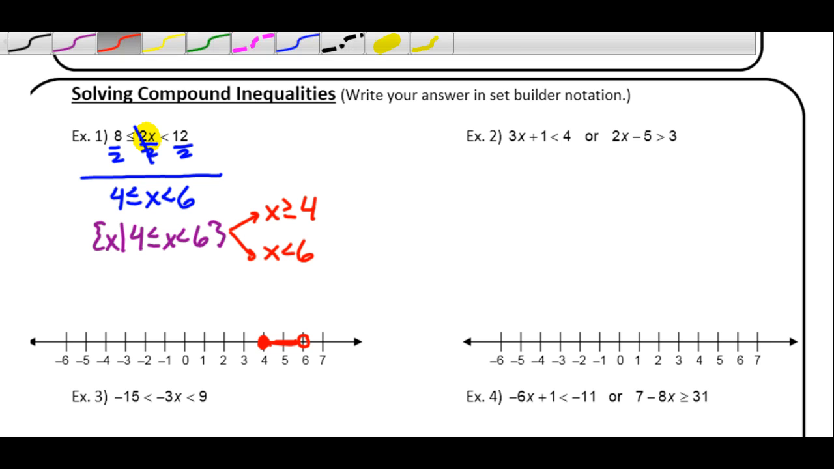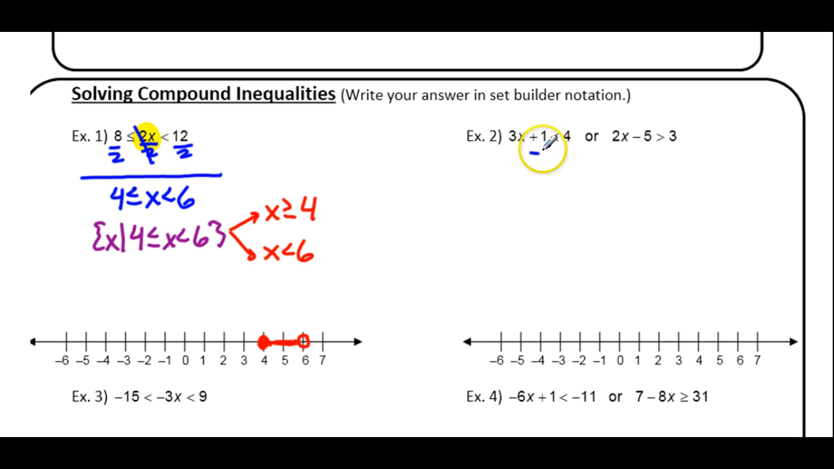Okay? Alright, number 2. Now we have a disjunction because we see the word or. So now I got two inequalities. 3x plus 1 is less than 4, or 2x minus 5 is greater than 3. I'm going to solve each of these separately, but they're all included in one answer. So to solve this one, I got to get rid of the 1 first by subtracting 1.